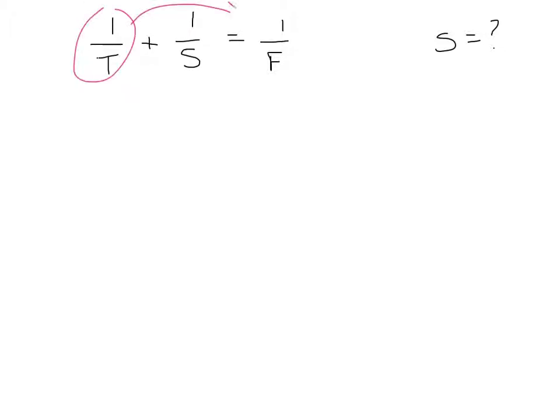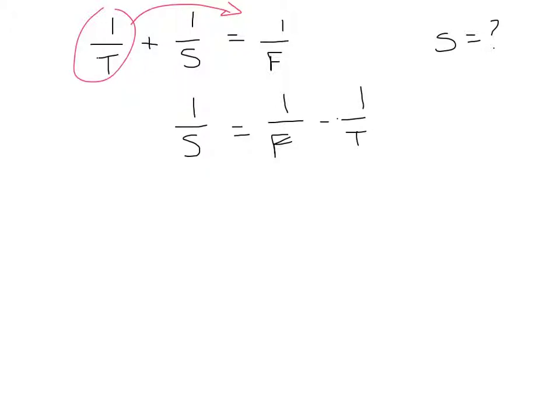Next equation we have is 1 over t plus 1 over s equals 1 over f. And this one is wanting to know what is s equal to. What we need to do is to bring this 1 over t across to the right hand side, this bit here to come over to there, and we'll do that by taking it away. So we'll end up with 1 over s on the left hand side equals 1 over f take away 1 over t.